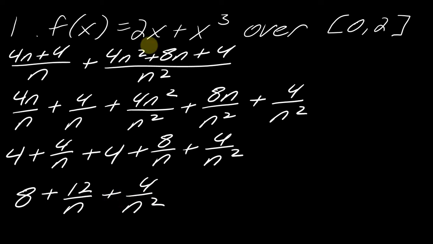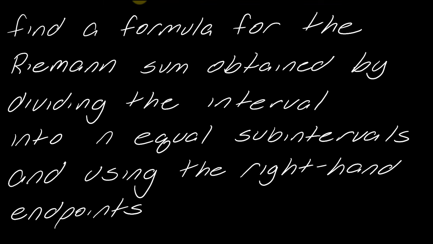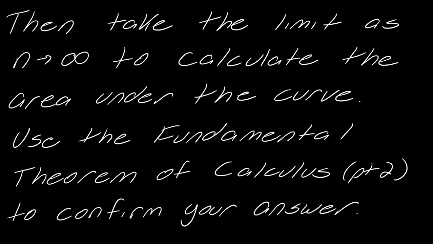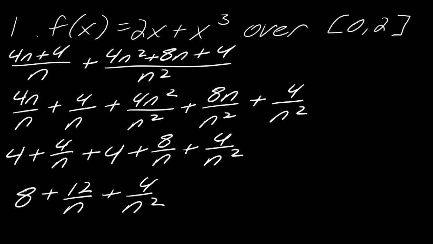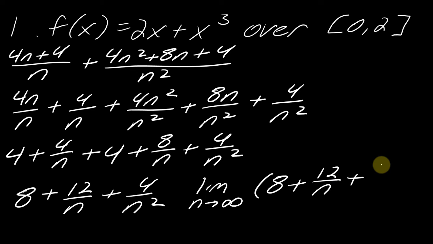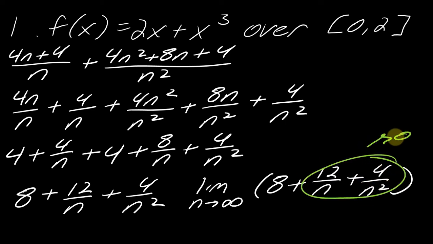So now what I want to do, continuing on, just to remind you of the directions, this was the first part, okay, finding that formula. Now we want to take the limit as n goes to infinity, and that will get us the area under the curve. So if I come back to this, I can write it just over here. The limit as n approaches infinity of this whole thing. So what ends up happening is these two parts just end up going to 0. So the value of my limit is just 8.